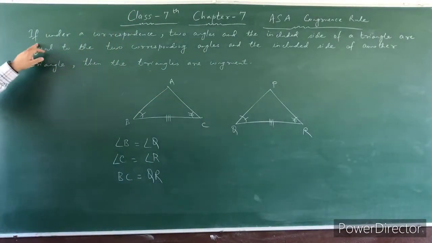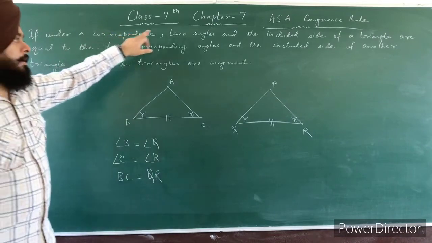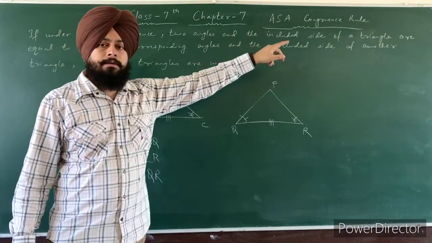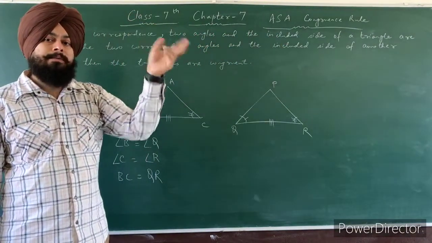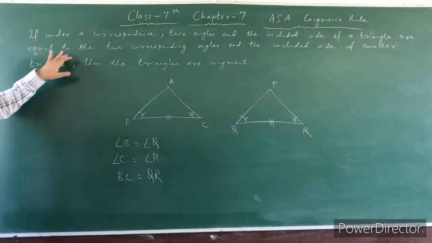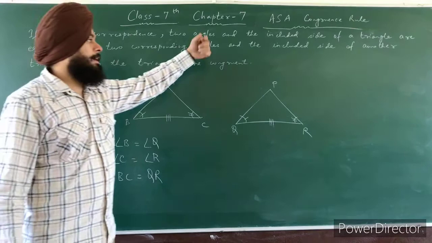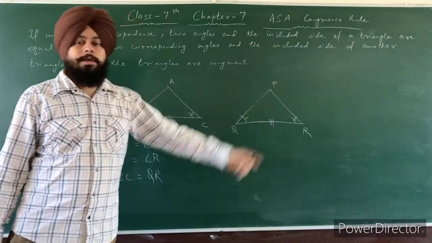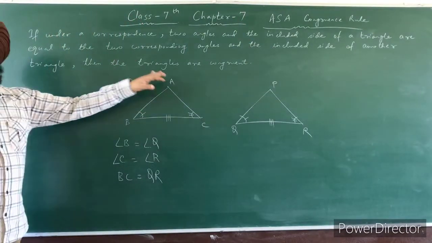So the definition is, if under a correspondence two angles and the included side between these two angles of one triangle are equal to the two corresponding angles and the included side of another triangle, then the triangles are congruent.